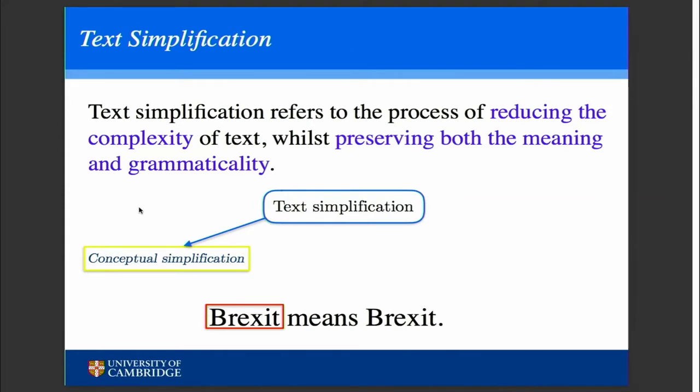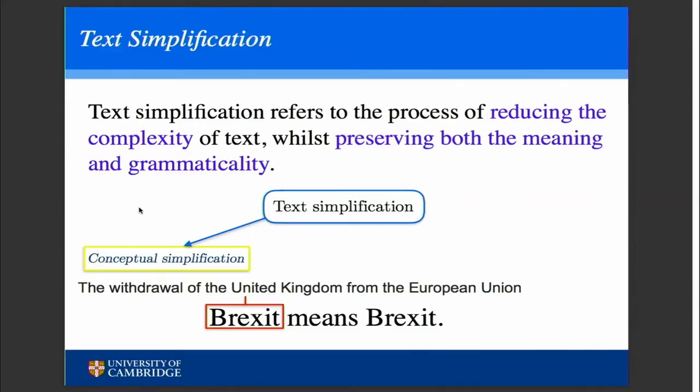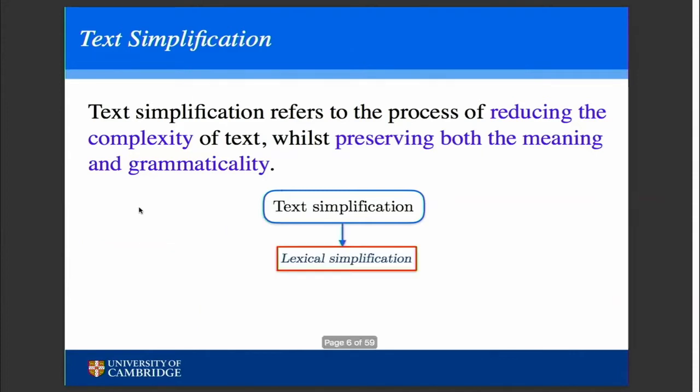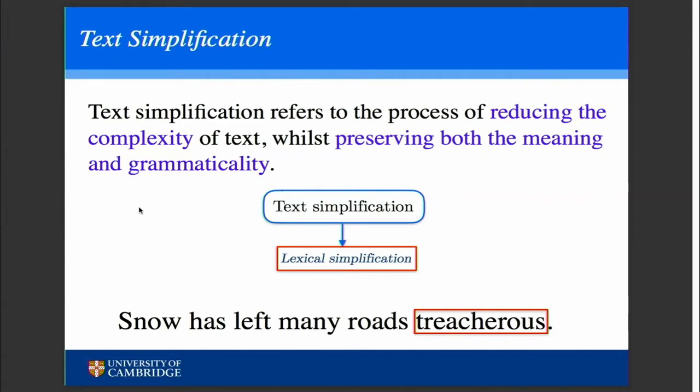If you aren't familiar with what the concept of Brexit actually is, you may need some help actually understanding what that means. And one of the ways that you can do that automatically is maybe by having a definition of what Brexit actually means. The second type are lexical simplifications, so this is also known as word simplification, and this is where you might want to identify words within a piece of text that are complex and then aim to simplify those. So in this example, we see treacherous has been identified as a complex word. You might want to replace that with dangerous instead.